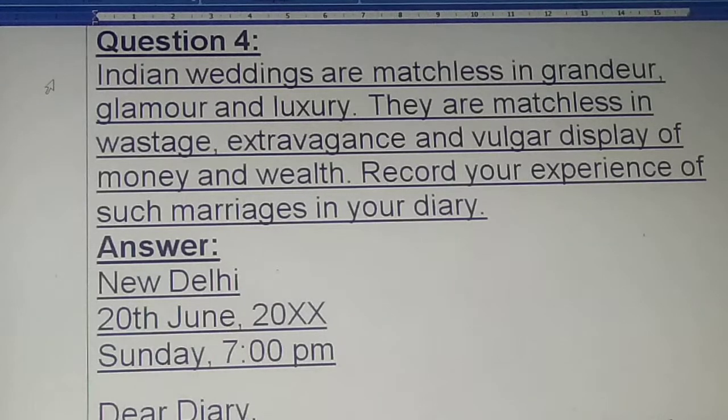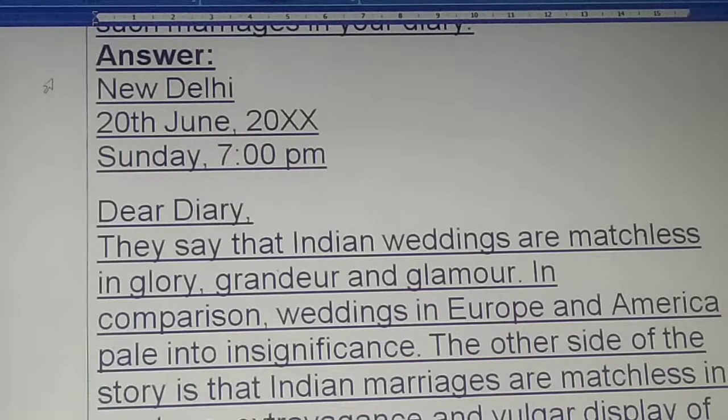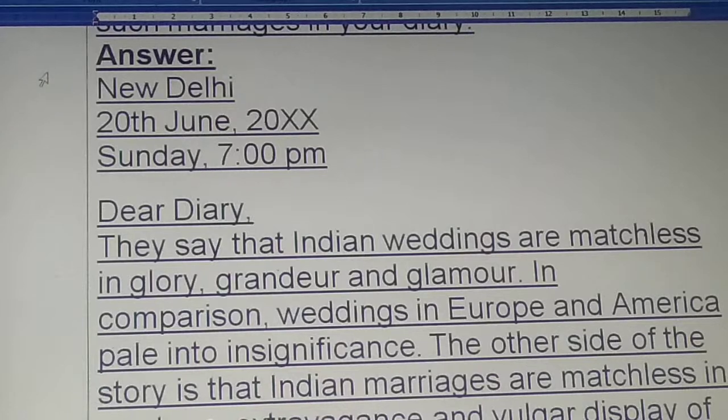Indian weddings are matchless in grandeur, glamour and luxury. They are matchless in wastage, extravagance and vulgar display of money and wealth. Record your experience of such marriages in your diary. So that's how you write. And you have to address your diary as Dear Diary.